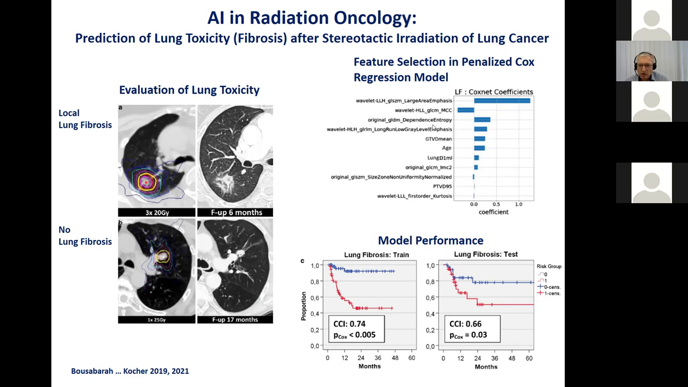We found that if we combine radiomics features, which you see here, and also dose features and clinical features, so this is the age of the patient, this is the mean dose in the tumor, this is the maximum dose in 1 milliliter of the lung, you can get a quite good prediction. This was very good in the training set. And then we also used a completely independent test set from another institution, and it still worked. So it seems that this kind of prediction is also possible.